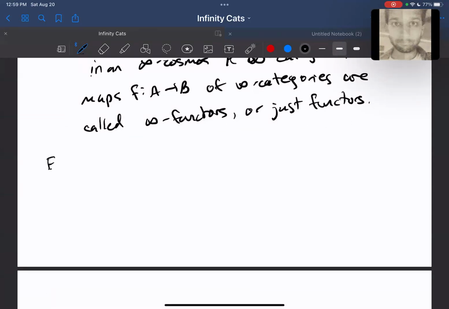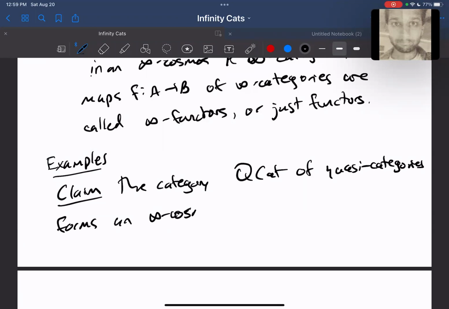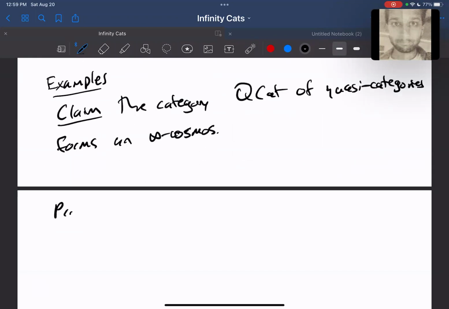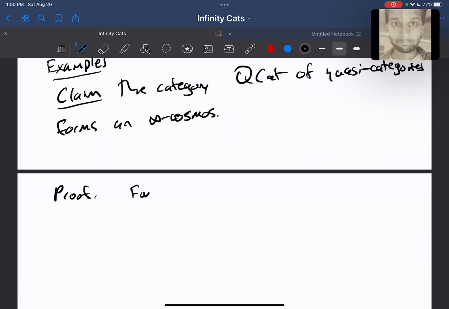So in particular, let's get some examples of infinity cosmoi. So claim: the category Q-cat of quasi-categories forms an infinity cosmos. So let's check our conditions. We have to see that it's quasi-categorically enriched. So we have fun(A, B). We're just going to define as the simplicial set B to the A, which is going to be the enriched functor category Set(A, B).